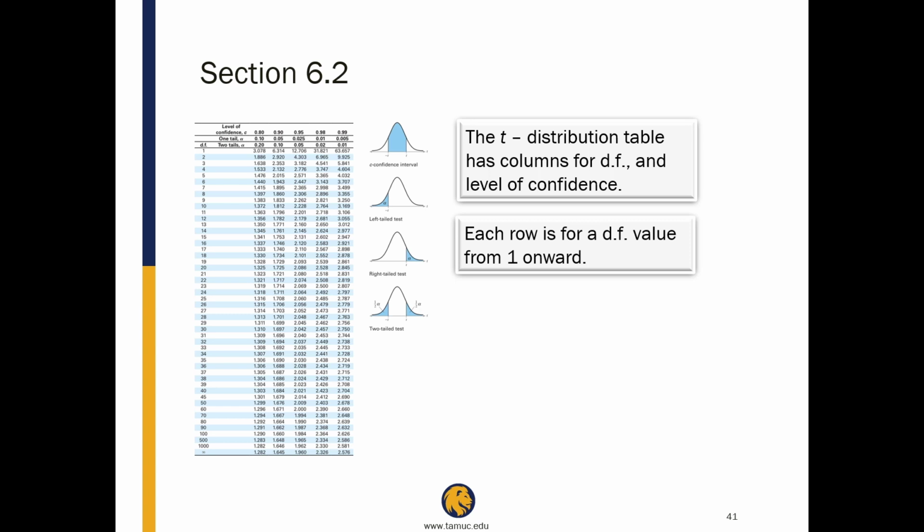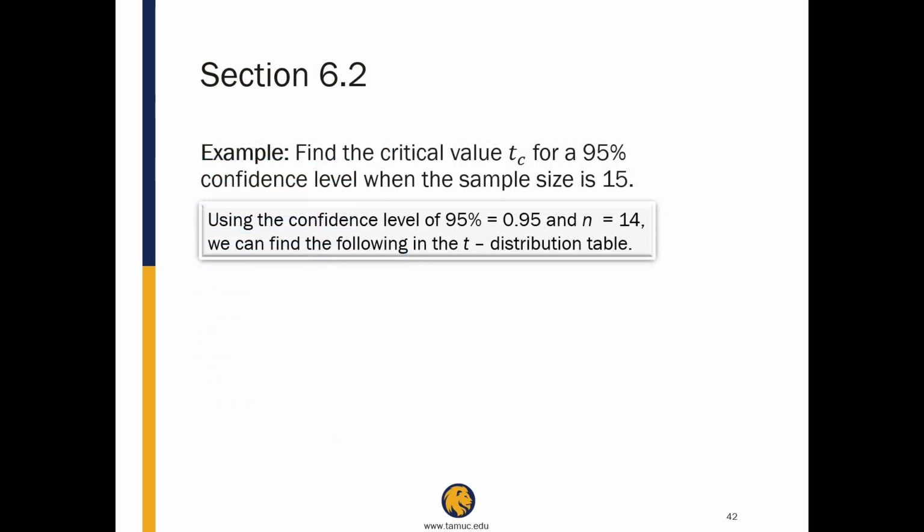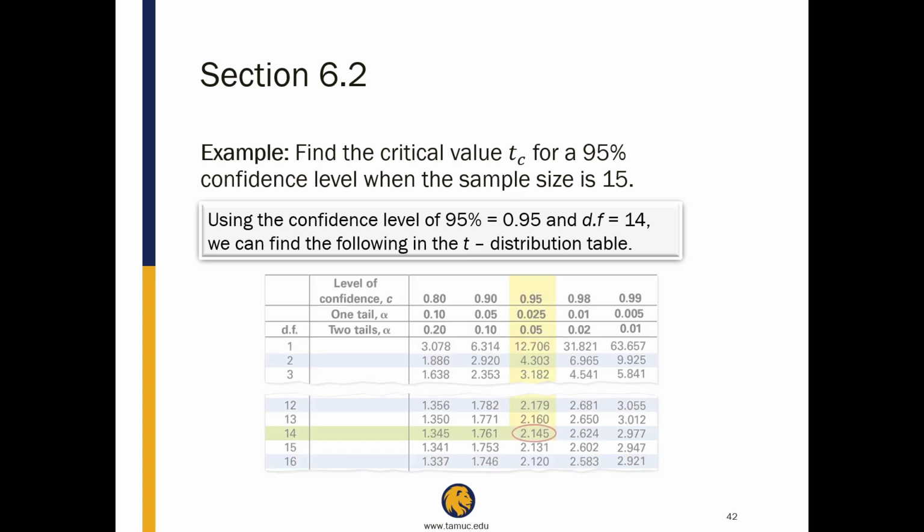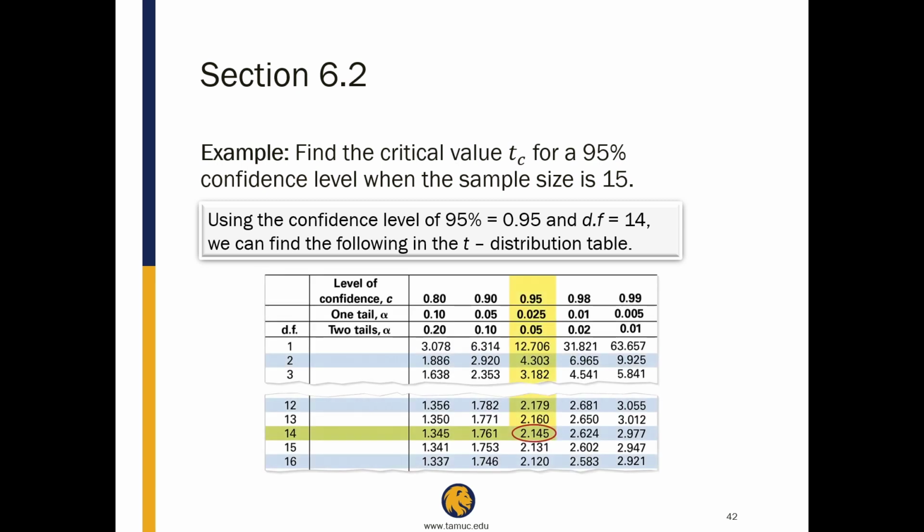And notice how each row has a degrees of freedom value from 1 onward up to some fairly large numbers toward the end. So under these conditions, we're using the 95% confidence level, which will be the 0.95 that we're going to look up in the table. df, degrees of freedom, is equal to 14. And so in the t-distribution table, this would be located here. On the column 0.95 level of confidence, the row for 14 degrees of freedom, 2.145.